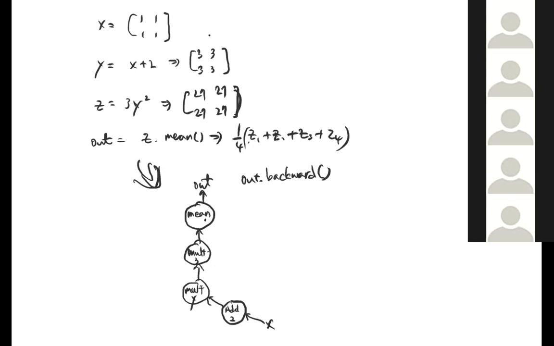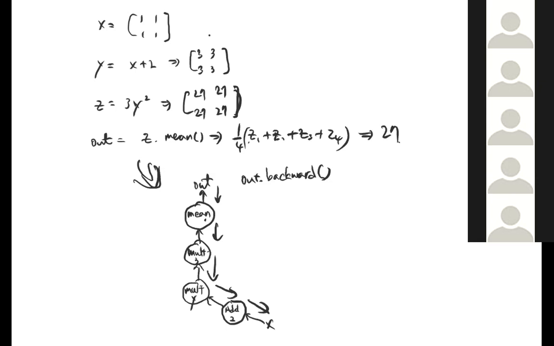So out has some value, which was 27. And you go backwards here and see what the gradient is, how you do first order differentiation when there is a mean operation. The mean class will already have that defined, so it'll go through that step and get the first order derivative, and then go back again to the mult and see what the first order derivative is, and do that all the way back. You're going all the way back from out to x, and that's how you get the gradient values of x.